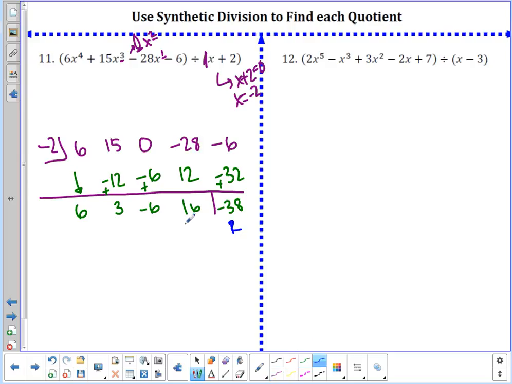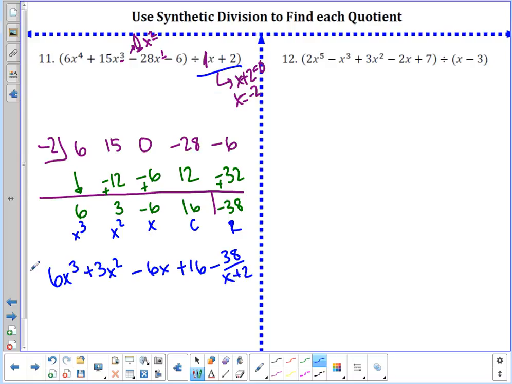So this is remainder, that's my constant, that's my x term, that's my x squared term, and that's my x to the third term. So I start at the end and I work my way to the beginning. So 6x to the third plus 3x squared minus 6x plus 16 minus 38 over original divisor, x plus 2. One more just basic one.